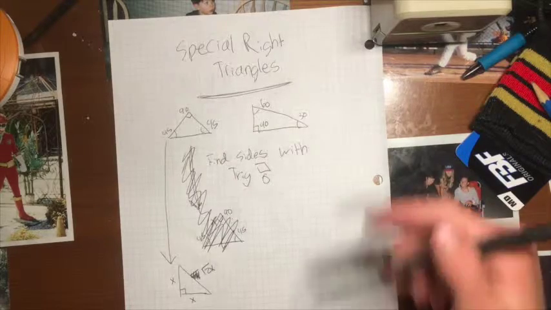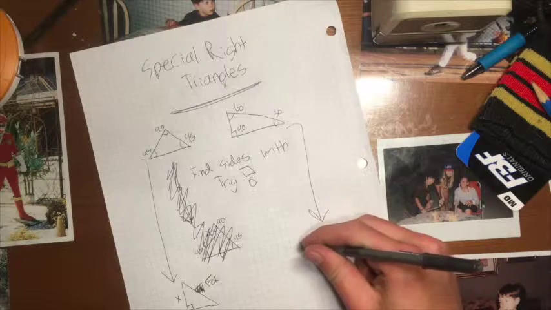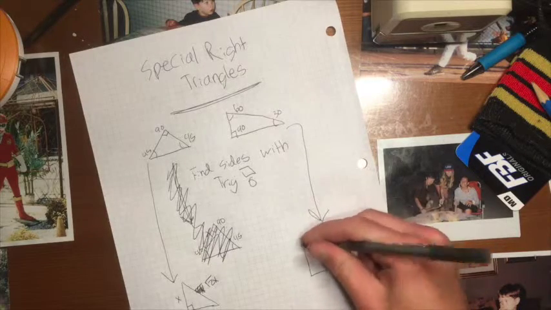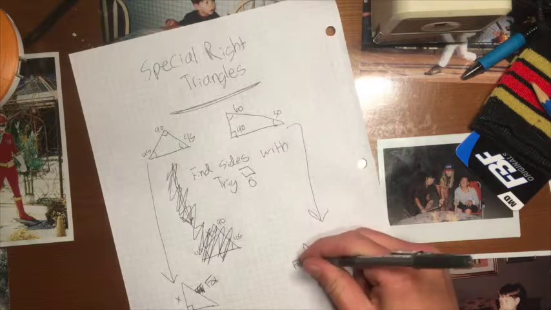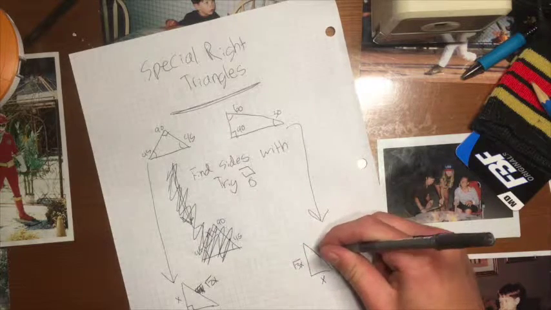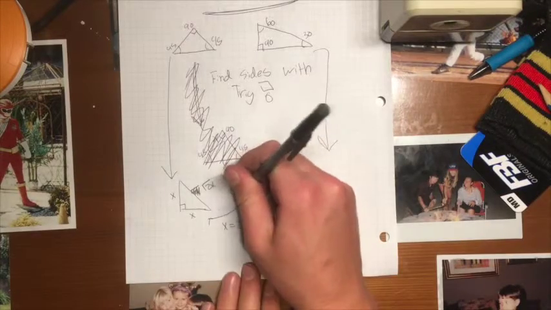The 30-60-90 triangle isn't as simple. The shortest leg, opposite the 30, is x, and the longer leg, opposite the 60, is root 3 x. The hypotenuse is 2x. So let's do an example.